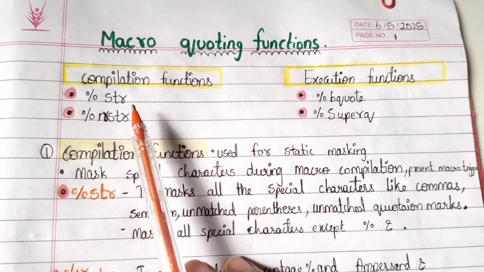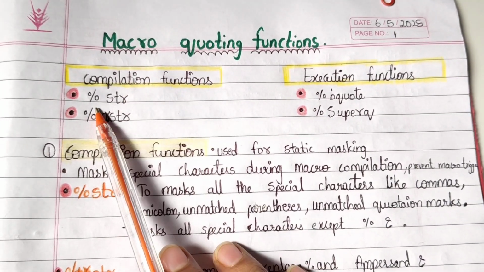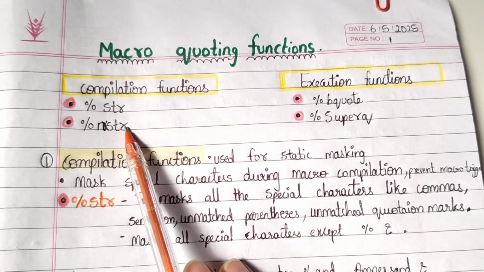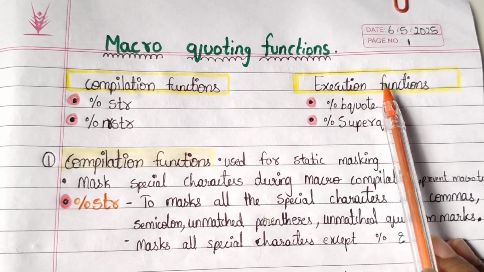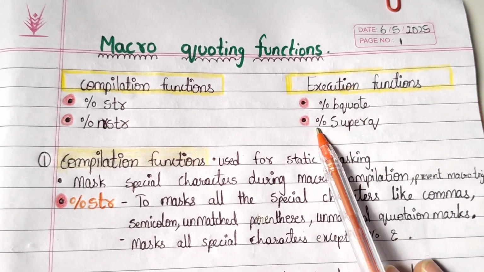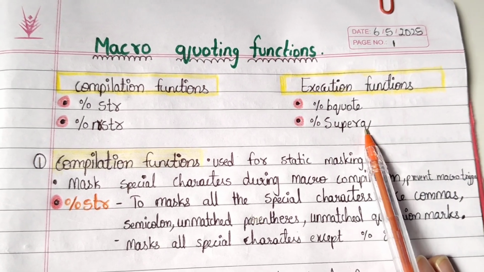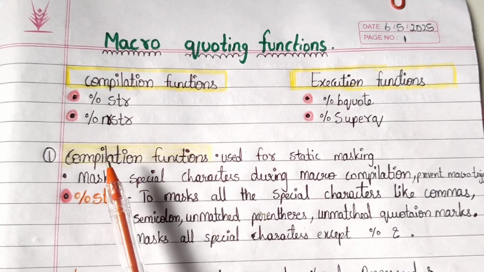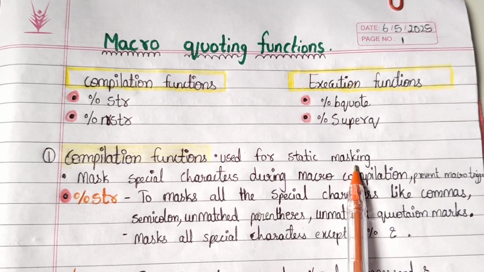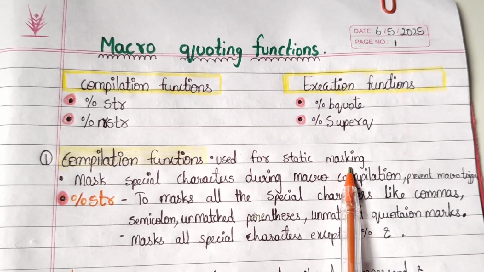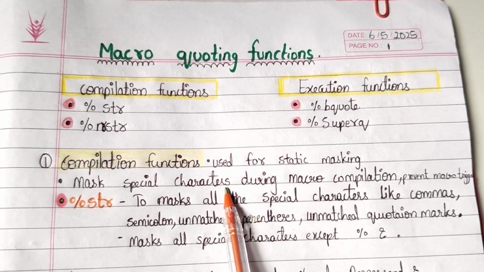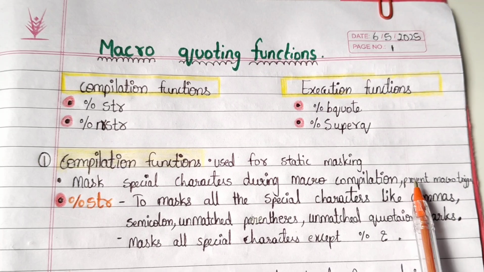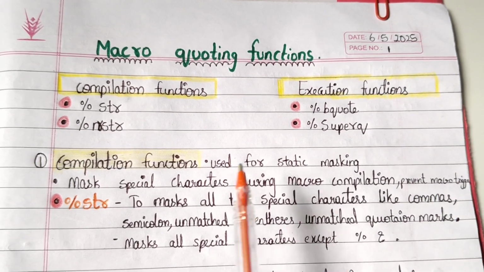In compilation functions we have %str and %nrstr. In execution functions we have %bquote and %superq. Q is nothing but quote. First we'll talk about compilation functions. Compilation functions are used for static masking, and they mask special characters during the macro compilation phase and prevent macro triggers.